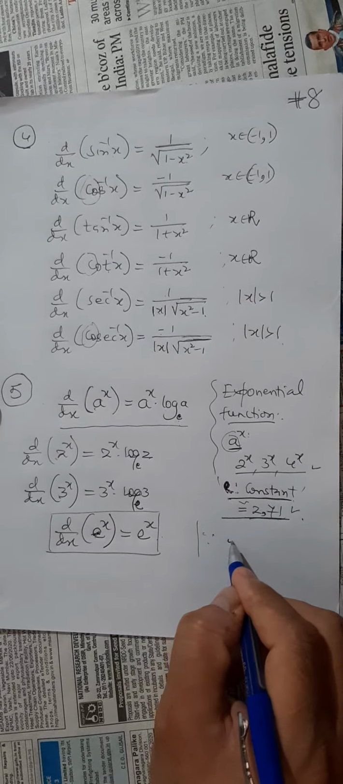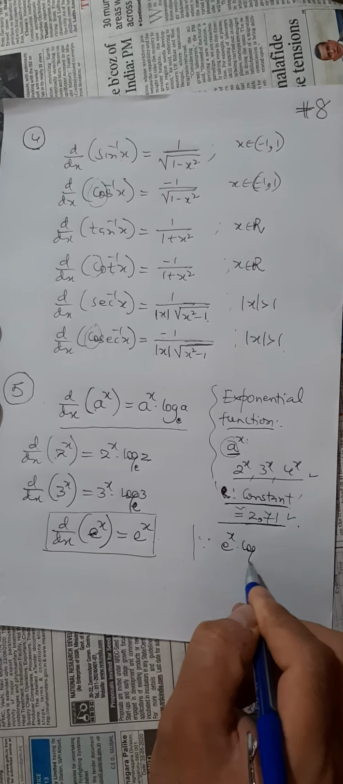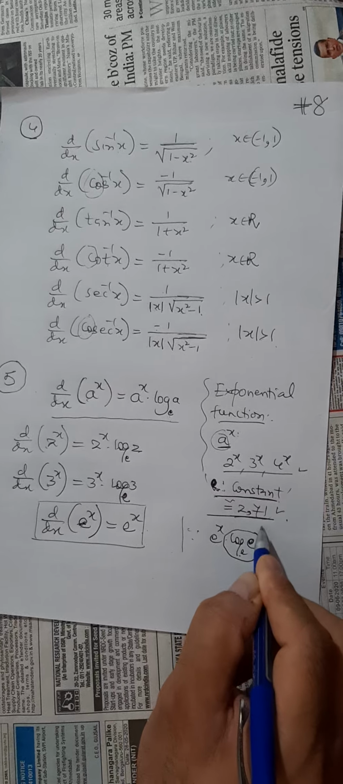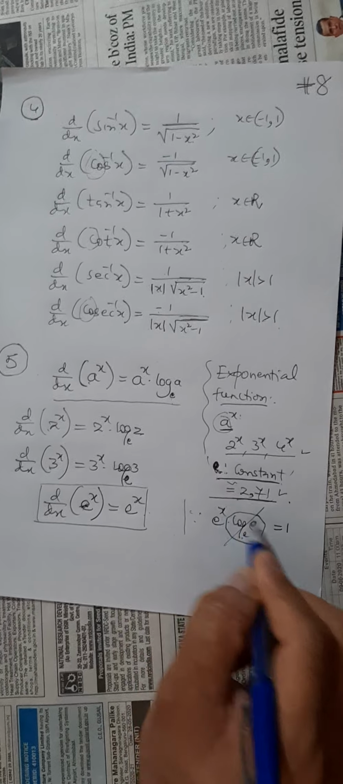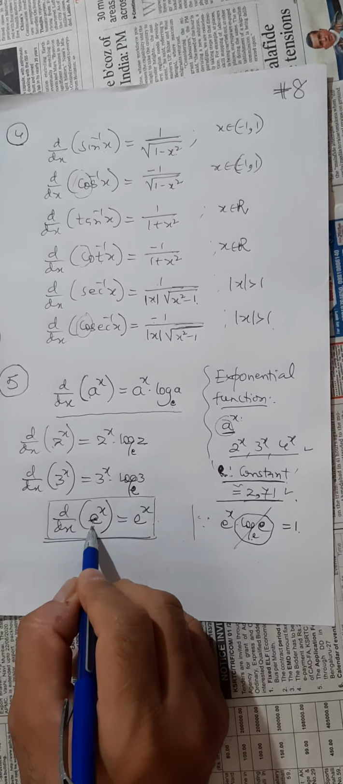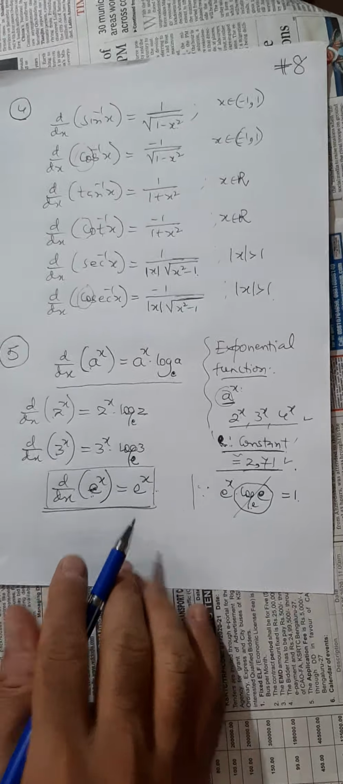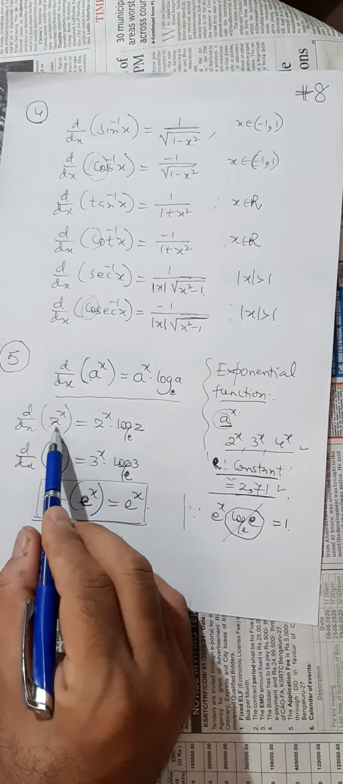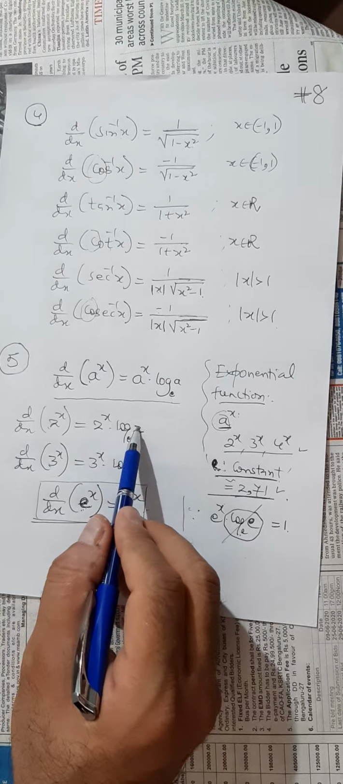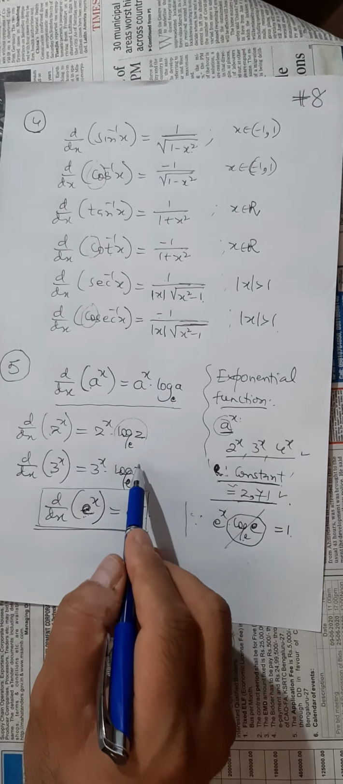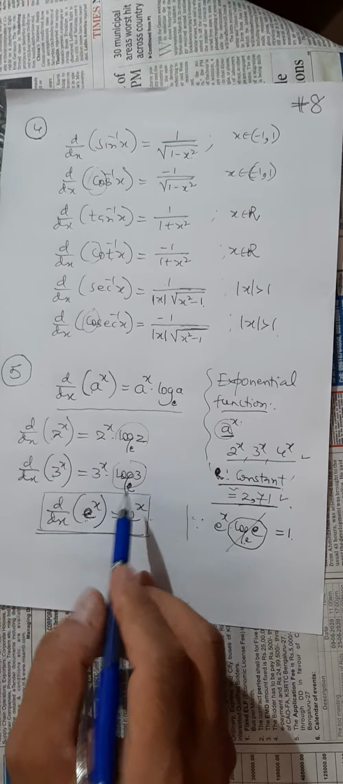It is actually e raised to x into log e to the base e. If these two numbers are equal, you know this is 1. So e raised to x into 1, we get e raised to x. So the derivative of e raised to x is e raised to x, a standard exponential function. The derivative of 2 raised to x is 2 raised to x into log 2. We never put the value of log 2. We keep log 2 as it is, log 3 as it is.